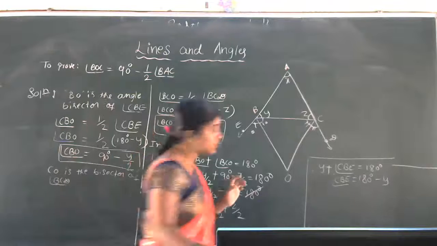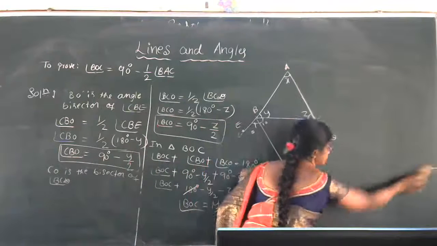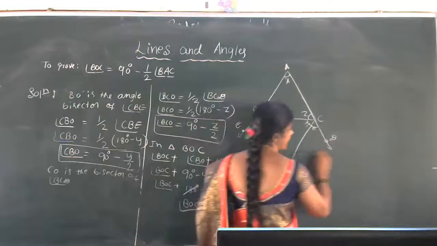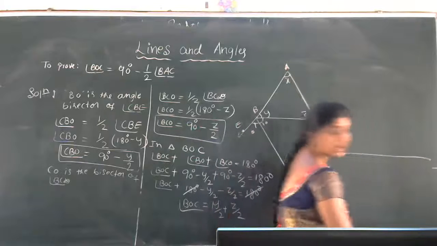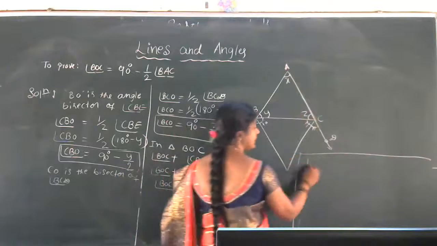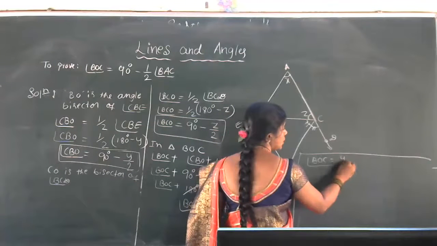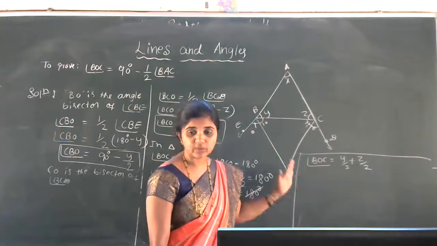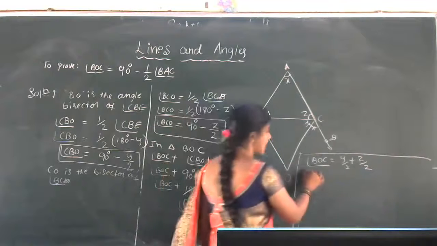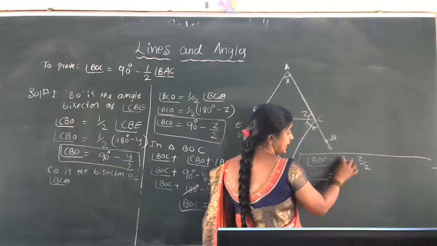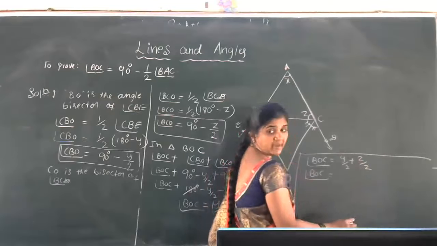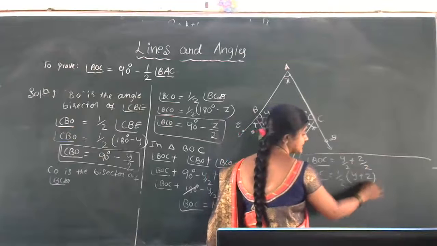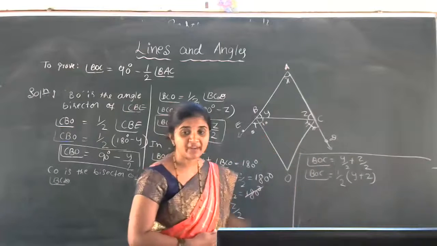Okay, so can I use this side board? If I write here, is it visible, students? Yes. So this side I'll write the proof. So now what did we get? Angle BOC is equal to y by 2 plus z by 2 we got. Now in y by 2 and z by 2 something is common. What is that common factor? 1 by 2 is common. Remaining is y plus z. So if we take 1 by 2 common, y plus z.